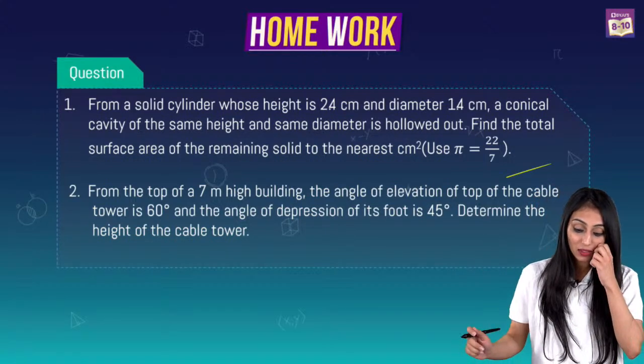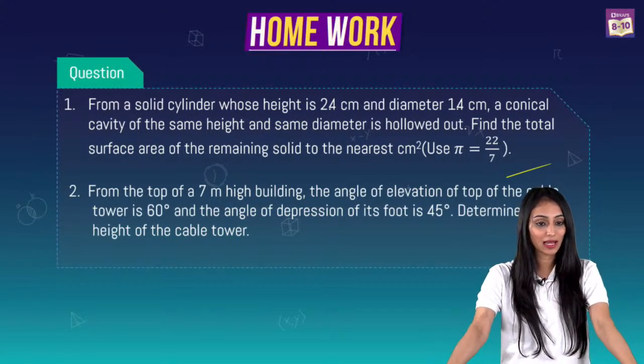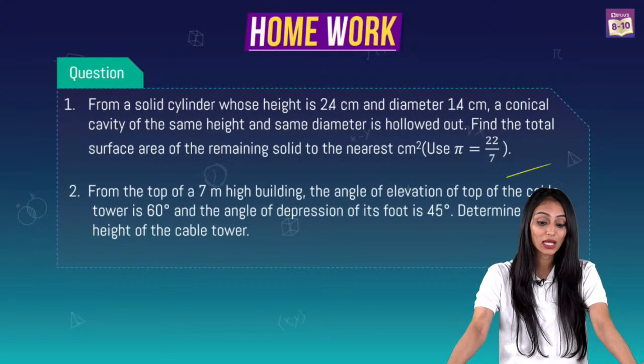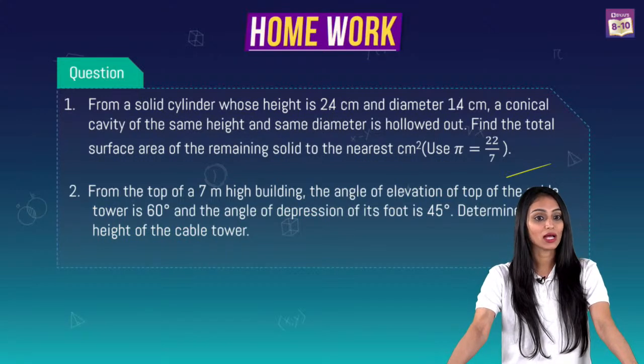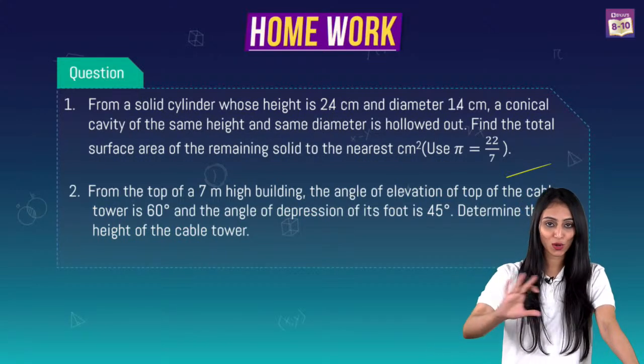Pi is this. Another one is from the top of a 7-meter high building, the angle of elevation of the top of the cable tower is 60 degree. The angle of depression of its foot is 45 degree. Determine the height of the cable tower. You can solve these questions and give your answers in the comment section, right? You all know how to do it.